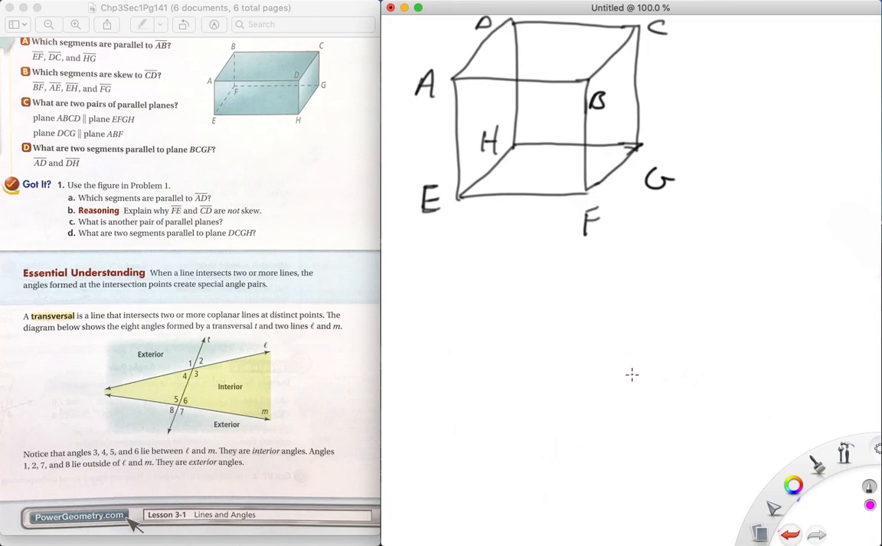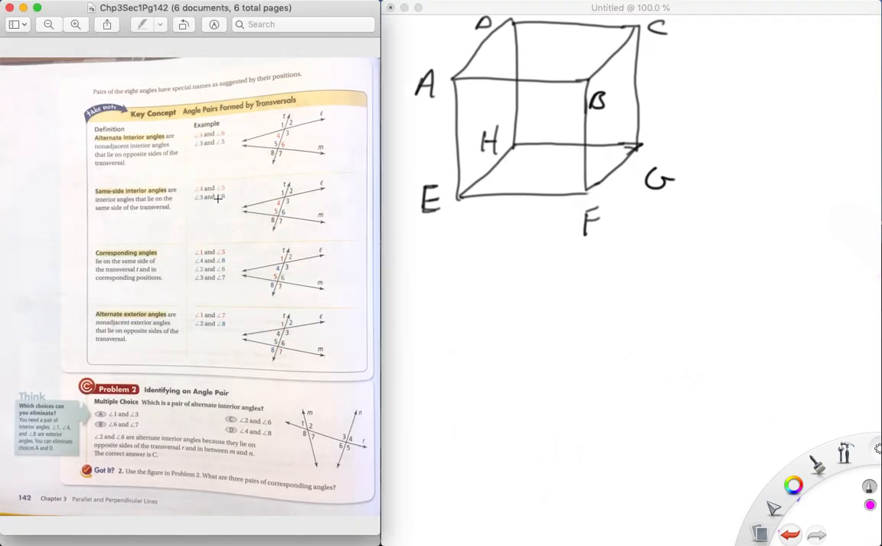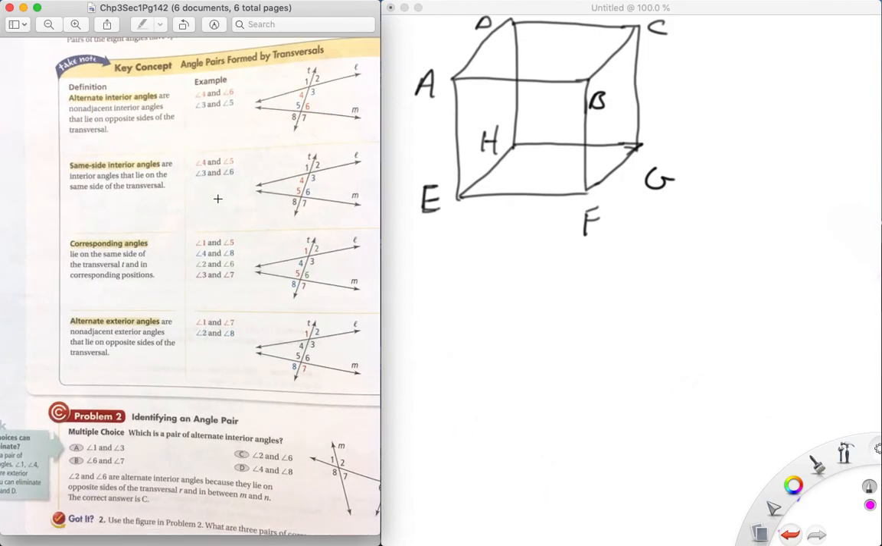A few more definitions and then we're done. Alright. Draw this again.